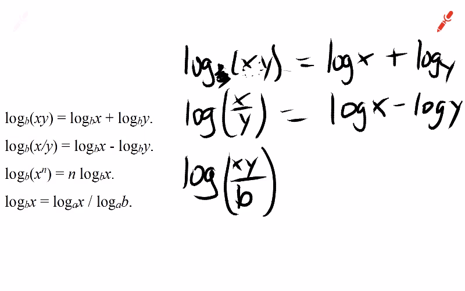Anytime you see multiplication, you just express it as the log of the first term being multiplied plus the log of the second term being multiplied. Anytime you have a division like this, it's the log of the numerator minus the log of the denominator.